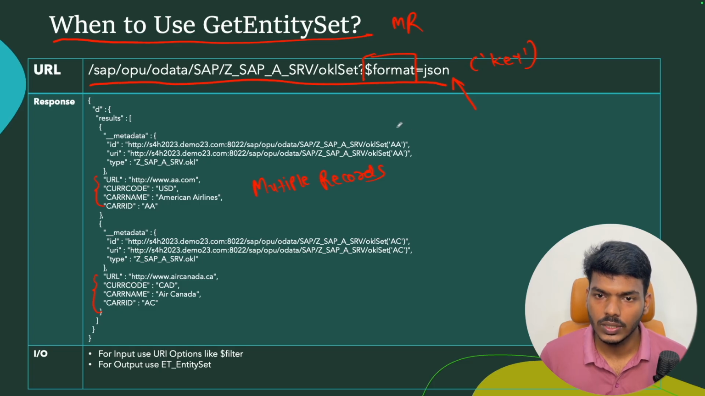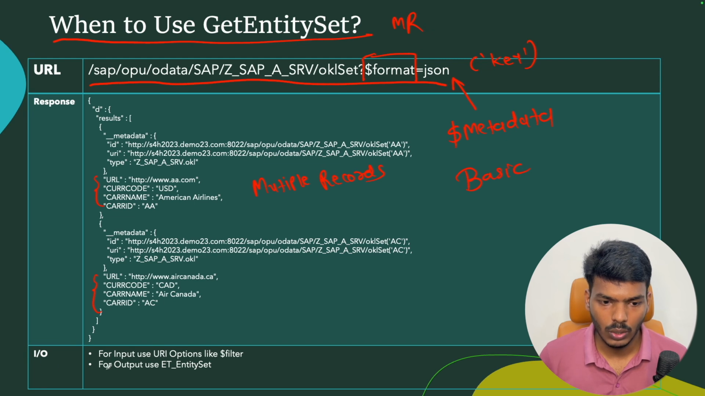So some URI options require implementation and some don't. Like $metadata also doesn't require any implementation, but we will get the correct output. We will see URI options in another video. Here we will only discuss a basic GetEntitySet implementation.